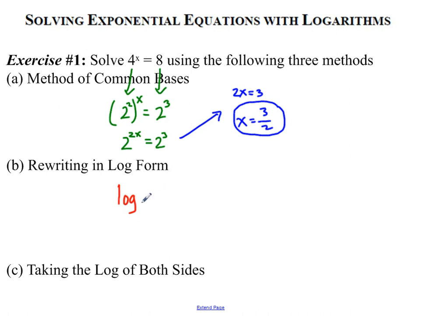Okay, hopefully you paused and wrote an equivalent log form. It should be log base 4 of 8 equals x. So I've got the base in place. Log is equal to the exponent.